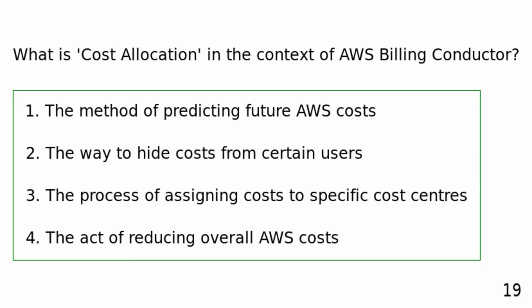The method of predicting future AWS costs. The way to hide costs from certain users. The process of assigning costs to specific cost centers. The act of reducing overall AWS costs.